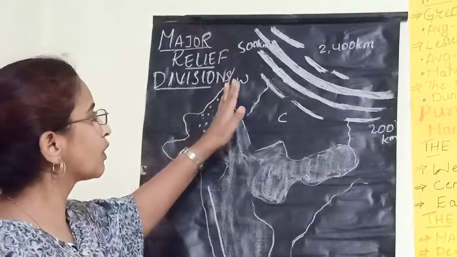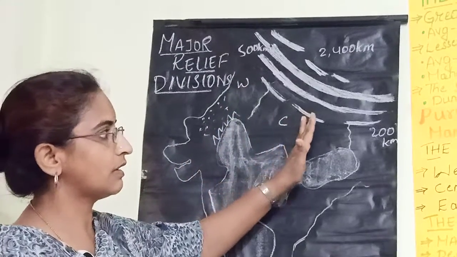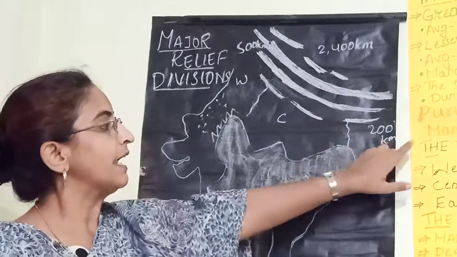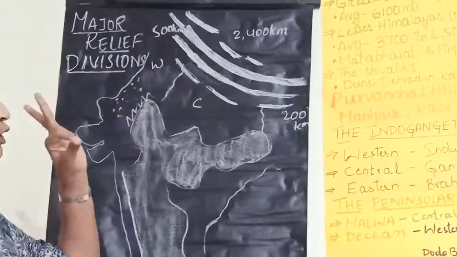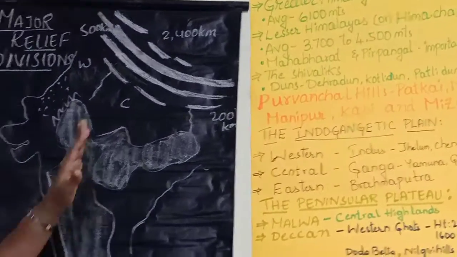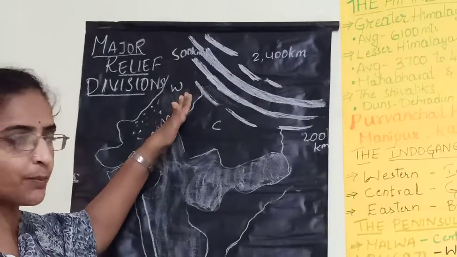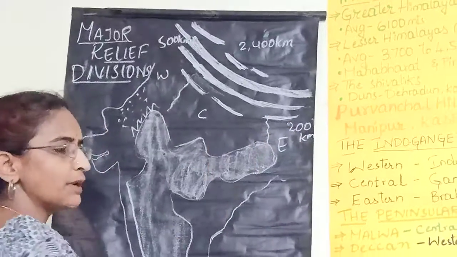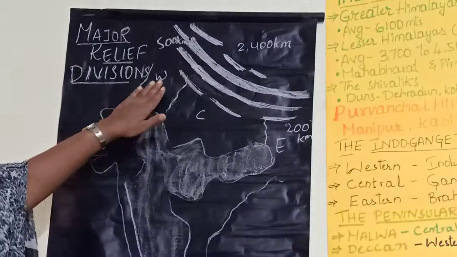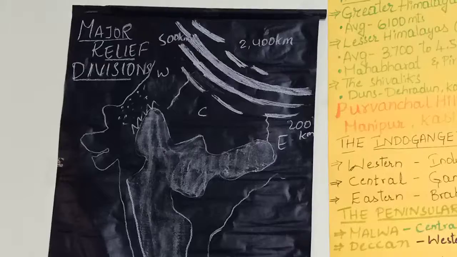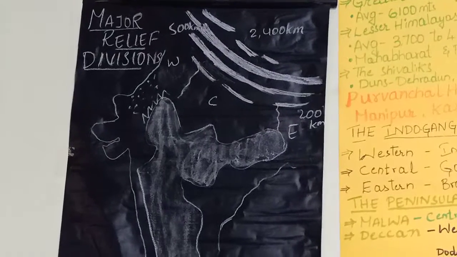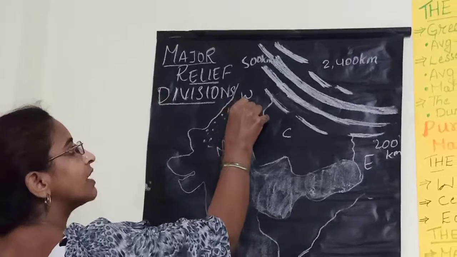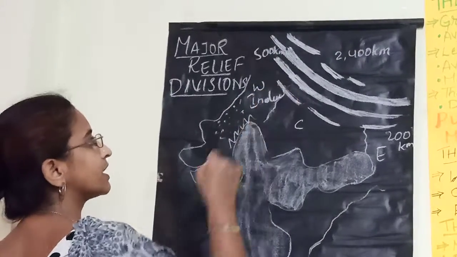Okay, so overall the Indus and river Ganga formed the northern plains, which is called the Indo-Gangetic Plain. It is divided into 3 divisions. Okay, one is the western part of the Indo-Gangetic Plain, the central part, and the eastern part. The western part of the northern plain is completely an extension of river Indus. Okay, river Indus and its tributaries.